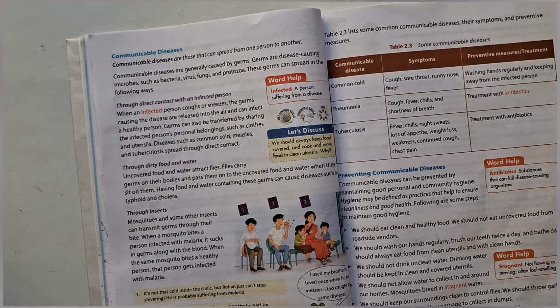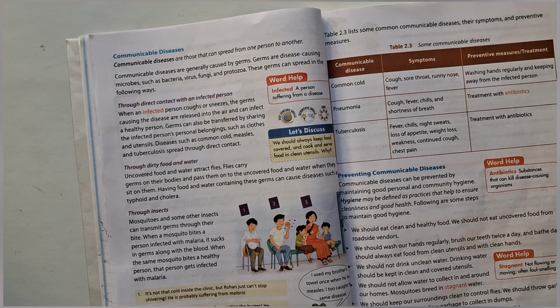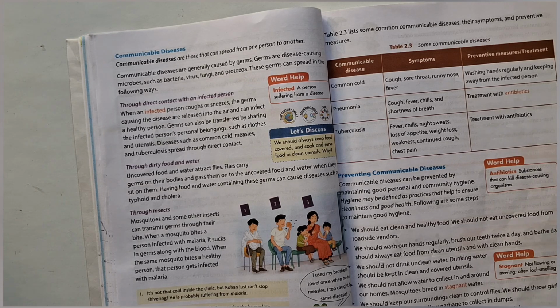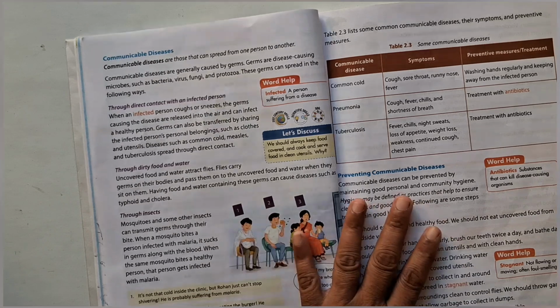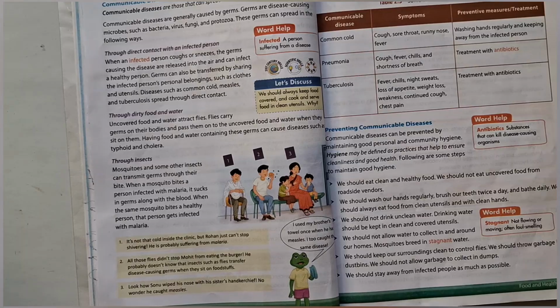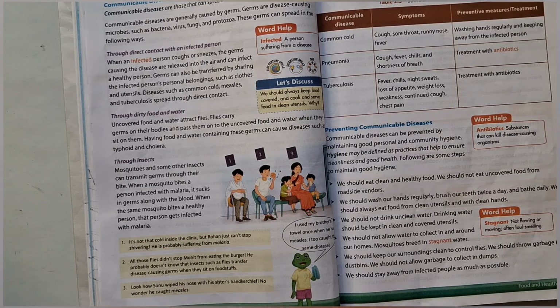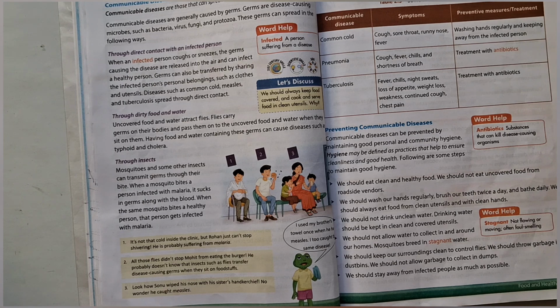When an infected person coughs or sneezes, the germs causing the disease are released into the air and can infect a healthy person. Germs can also be transferred by sharing the infected person's personal belongings such as clothes and utensils. Diseases such as common cold, measles and tuberculosis spread through direct contact. Next one, through dirty food and water. Uncovered food and water attract flies. Flies carry germs on their bodies and pass them on to the uncovered food and water when they sit on them. Having food and water containing these germs can cause diseases such as typhoid and cholera.